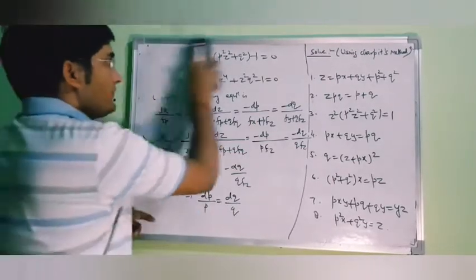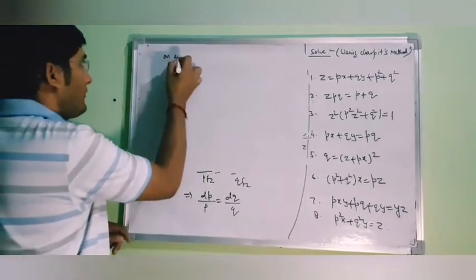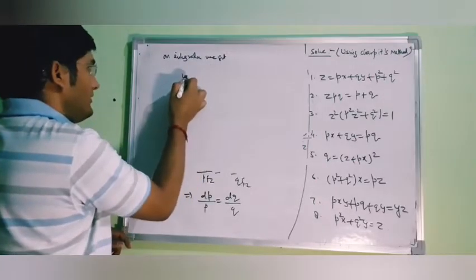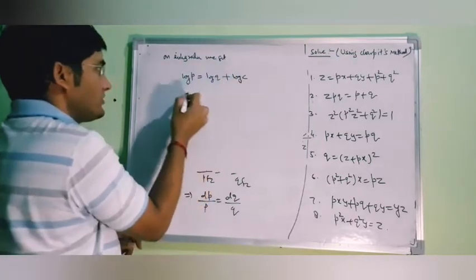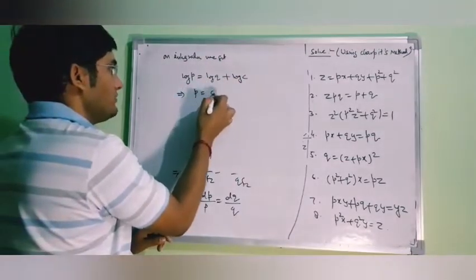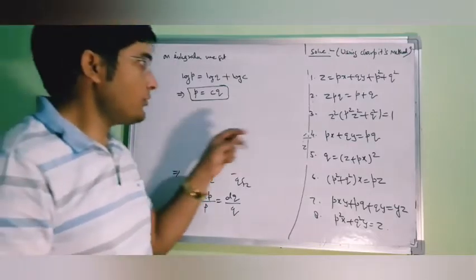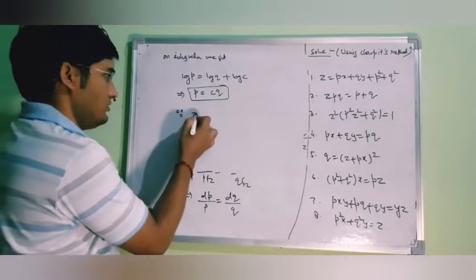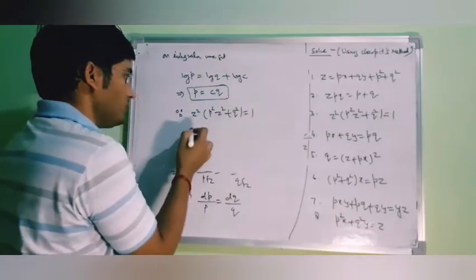So on integration, we get, the left hand side will be log p and the right hand side will be log q plus some constant of integration, say log c. Now log a plus log b is log ab, so we will get p equal to some c into q. So this is our p. Now let us find out the value of q. So put the value of p here, because p square z square plus q square z square equal to 1. So put p equal to cq.